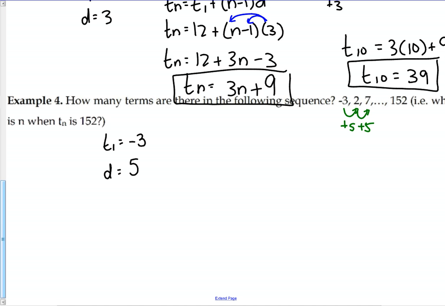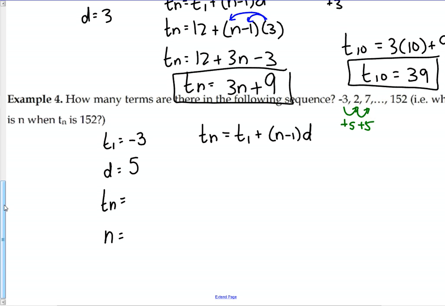Okay. Now, if we look at this formula, term 1 plus n minus 1 times d, we could start by just plugging in term 1 and d. We could also plug in other information. What are they looking for? There are 4 different variables here. Term 1 we know, common difference we know. The other 2 variables are t of n and n.